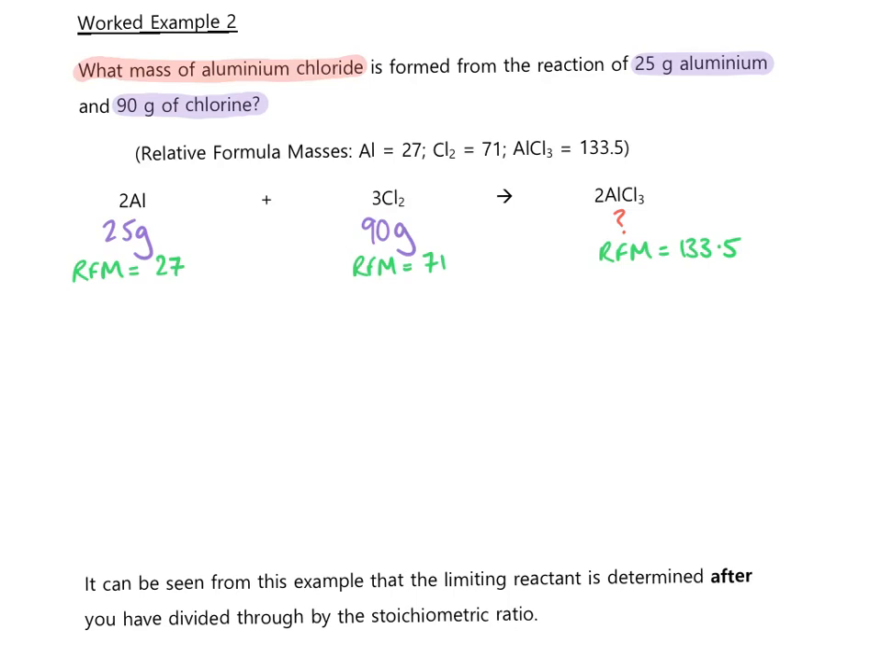So step number 2 then was to calculate the number of moles of each of our reactants. So let's start with aluminium first of all, remembering that key equation, N equals mass over RFM. Our mass is 25, our RFM is 27. Put that into your calculator.